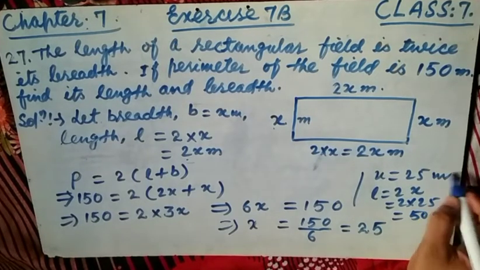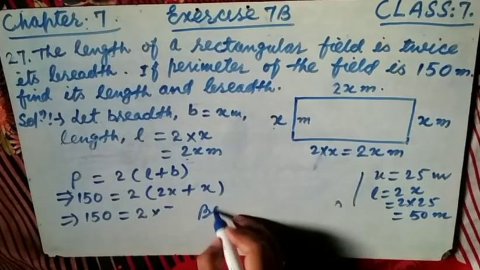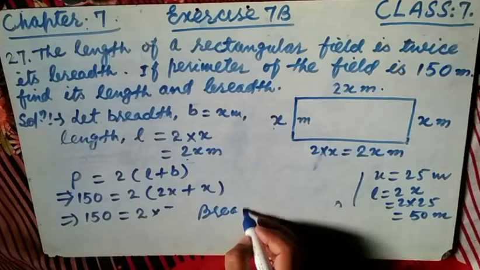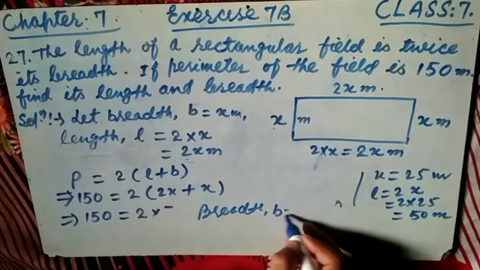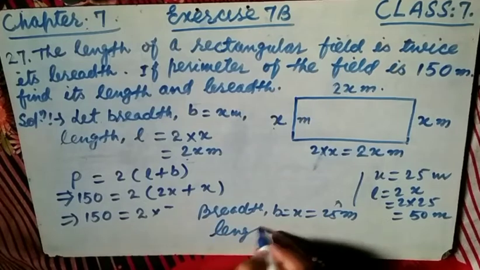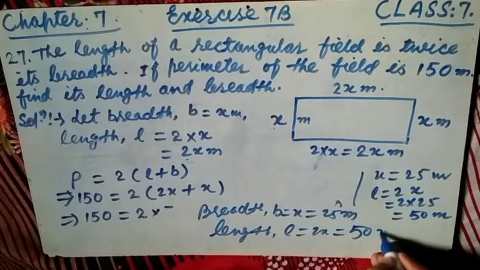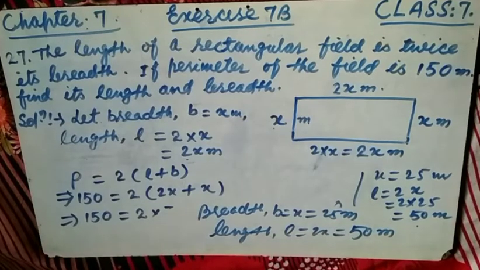Hence we can say breadth b is equal to x, 25 meter here, and the length l is equal to 2x, this is 50 meter here. Okay, I hope you will be clear.